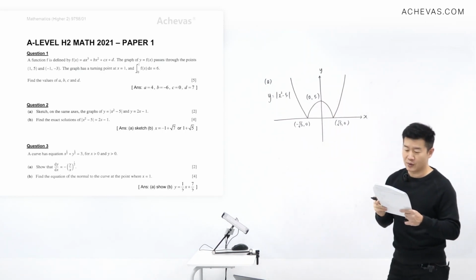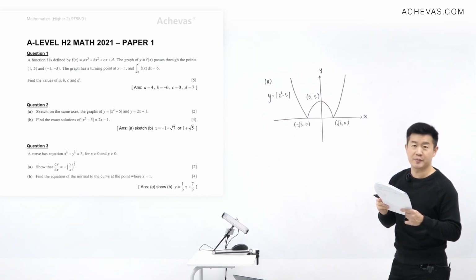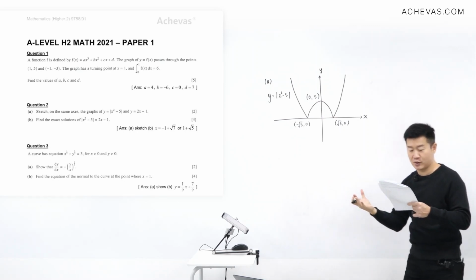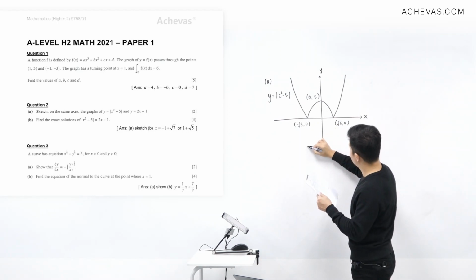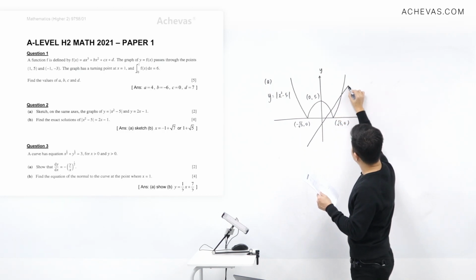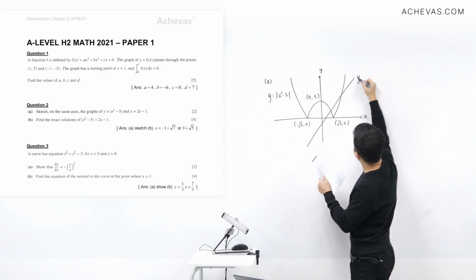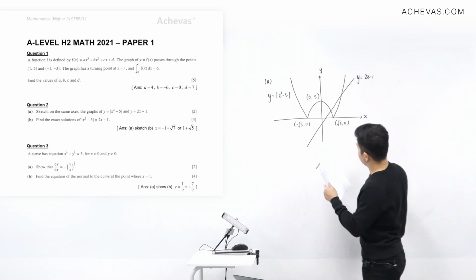Let's draw the other graph. The graph of y is equal to 2x minus 1. Again, I'm going to make use of my graphing calculator. And that graph is going to look something like this. From here, cut. And it is a straight line. This straight line is y is equal to 2x minus 1.